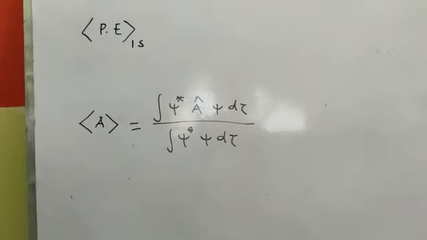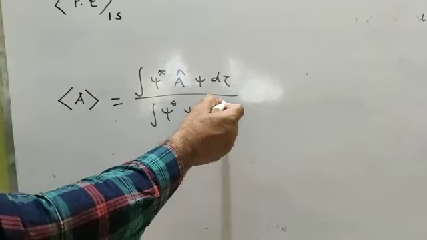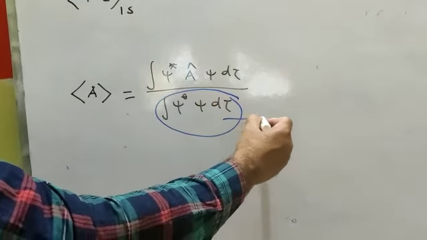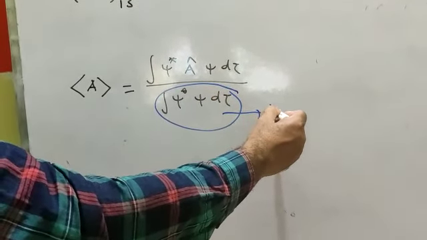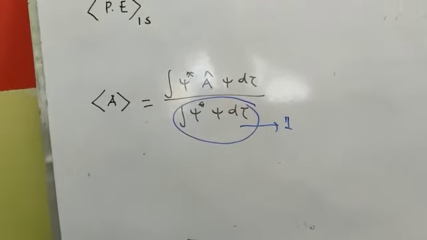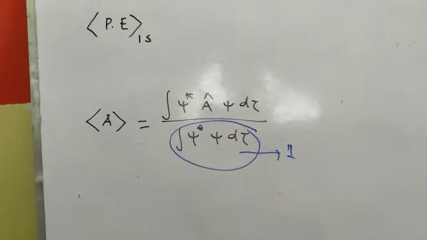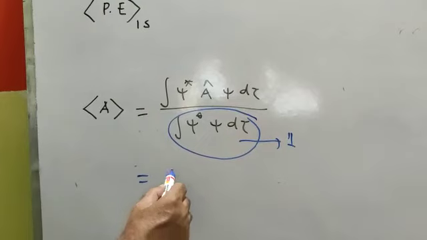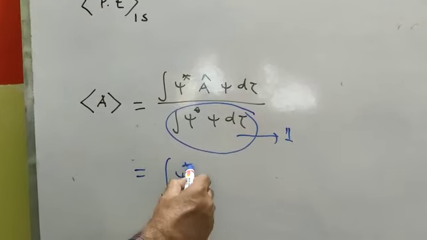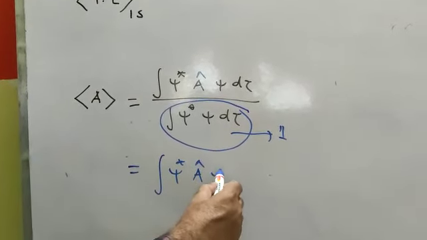Now if our wave function is well behaved and normalized, then the denominator is equal to 1. If the wave function is already normalized, then the average property will be the integral of psi star A operator psi d tau.